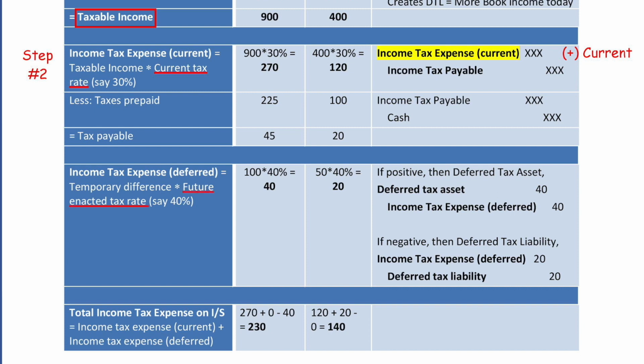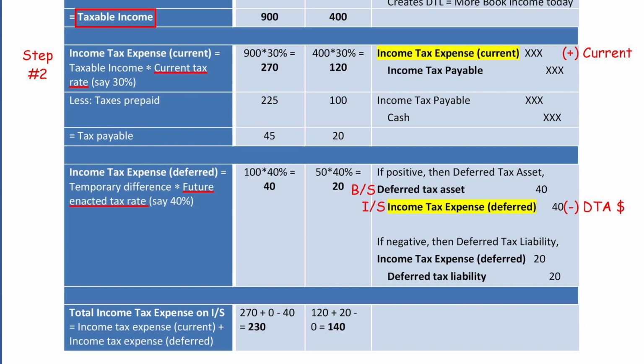For income tax expense deferred, we're going to use underline future enacted tax rate. For A company where the temporary difference was $100, we multiply by the future enacted tax rate of 40% gives us $40. So look at the journal entry. The debit is to deferred tax asset account, which goes to the balance sheet, right? B/S. The credit, highlight income tax expense deferred and write I/S. Now since the income tax expense account is credited, we know that income tax expense is getting reduced by the deferred tax asset for the year. So write minus DTA dollars.